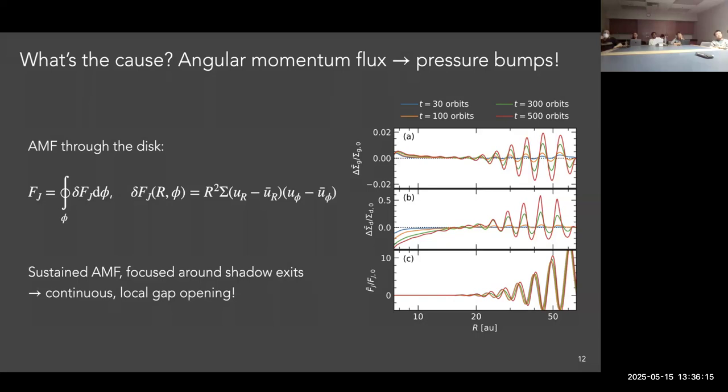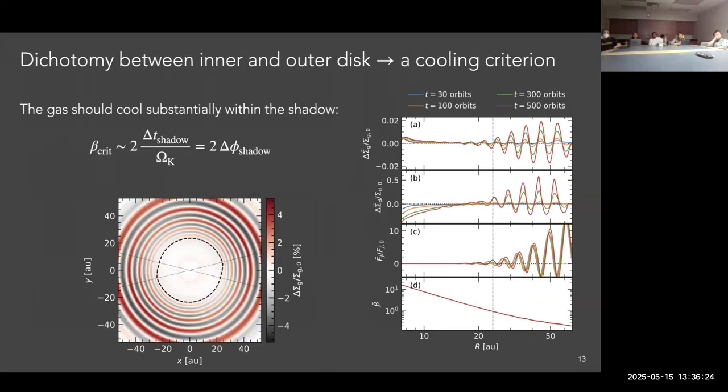So yeah, why is this happening? Why is it dependent on radius? You can see the inner part looks boring. There's not much going on. The outer part looks very structured, quite interesting. So there's a simple criterion to be made here: to see a strong spiral, we need the gas to have a significant velocity perturbation in azimuth between the shadow region and the illuminated region. In other words, we need the gas in the shadow to cool significantly compared to the illuminated gas.